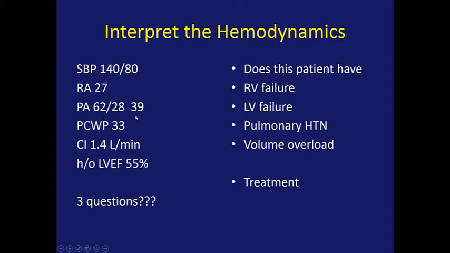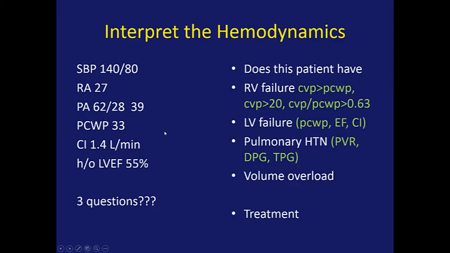Yep, it's kind of the same treatment as the last guy. But let's talk about RV failure, LV failure, pulmonary hypertension. So when we talk about RV failure, looking at hemodynamics in the heart failure population, we look to see if the CVP is greater than the wedge. If the CVP is greater than the wedge, that's an indicator that this patient may have RV failure. We also look at the CVP to wedge ratio. There's been studies done in heart failure literature that show us that if the CVP to wedge ratio is greater than 0.63, this patient is more likely to have RV failure.